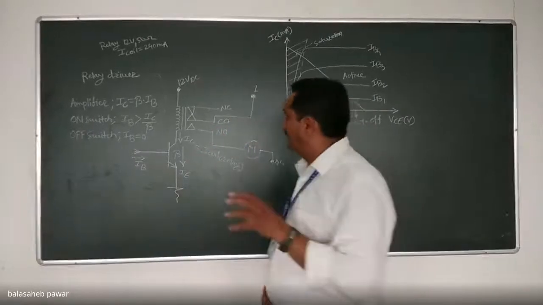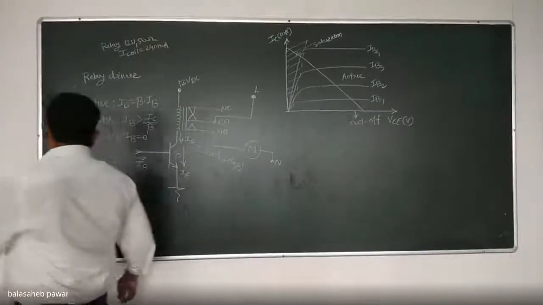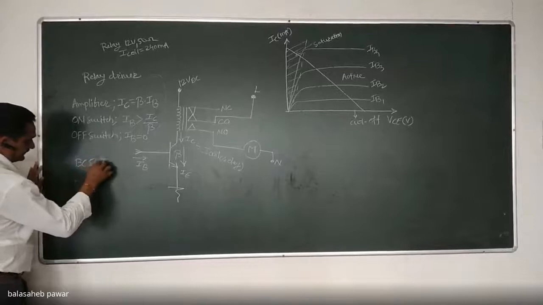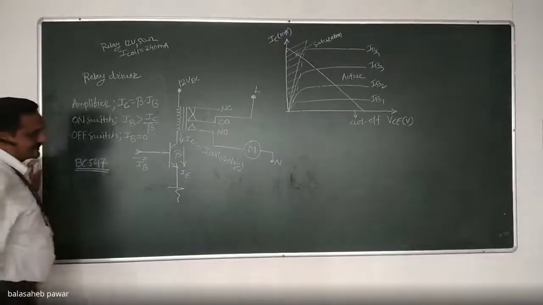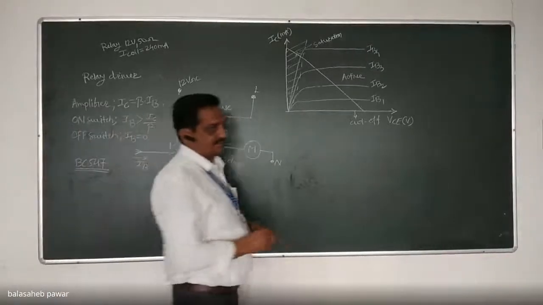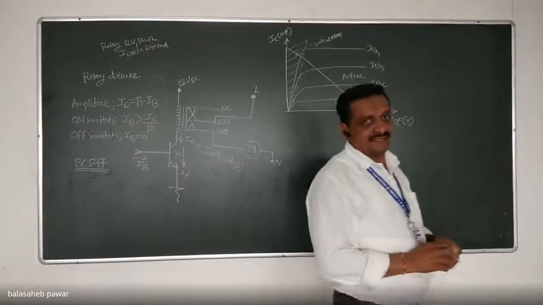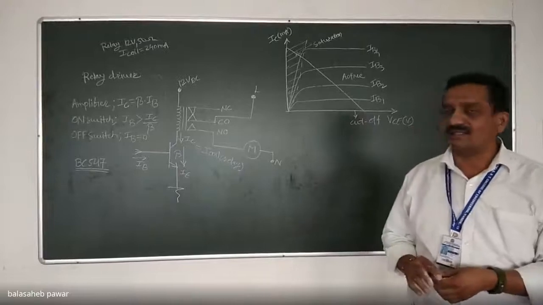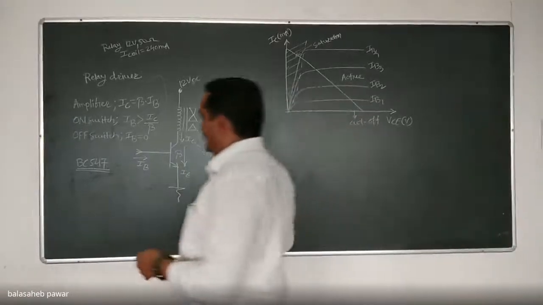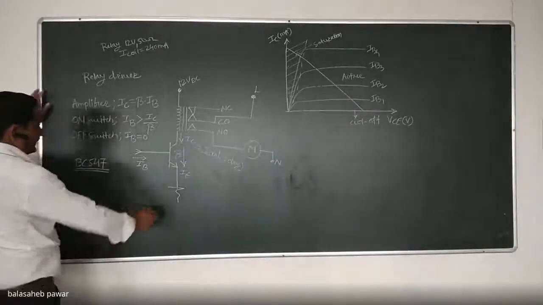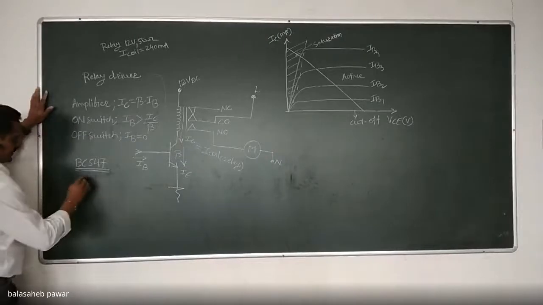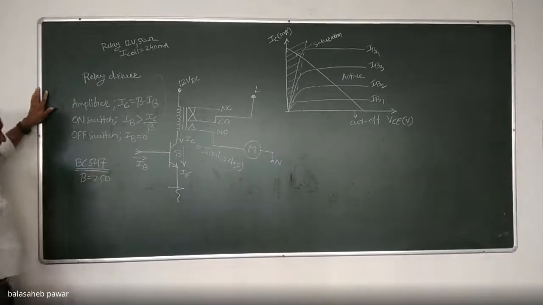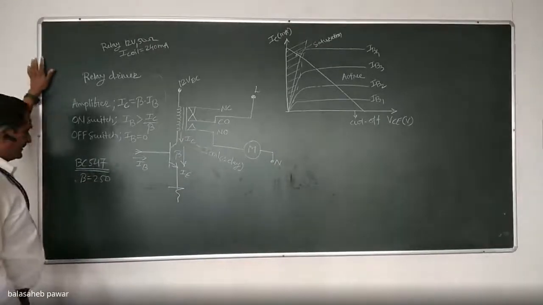For example, I will give an example. If it is BC547, okay, this is small signal NPN transistor, it is BJT, bipolar junction transistor. As per the data sheet, if you check it, you will observe one parameter. I think its beta factor is given as, suppose it is 250, that is the amplification factor of that transistor, right?